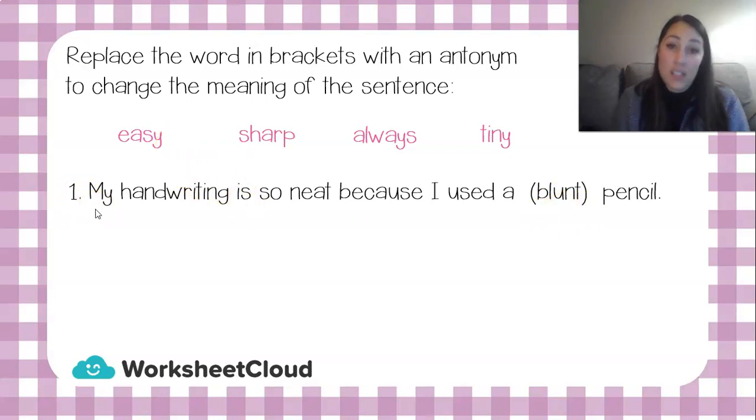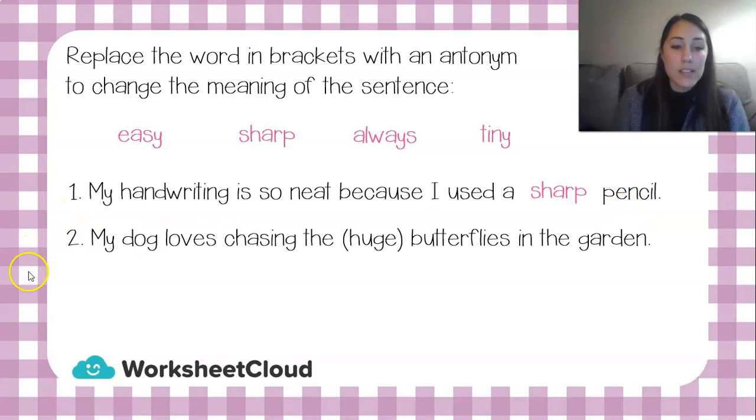Now this sentence doesn't make a lot of sense as it is, because my handwriting is so neat because I used a blunt pencil. So would your handwriting be neat if you used a blunt pencil? What is the antonym of blunt? It would be sharp. Yes, well done. My handwriting is so neat because I used a sharp pencil.